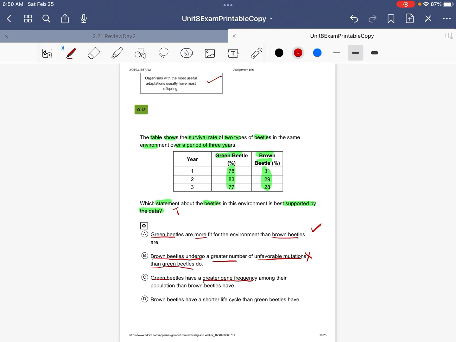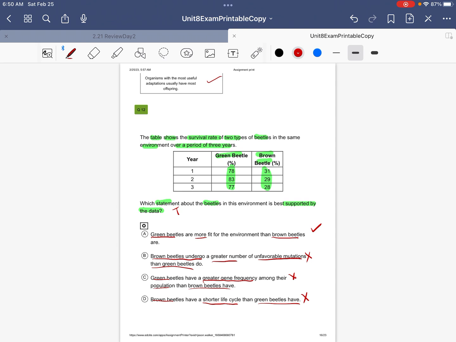The green beetles have a greater gene frequency among the population than brown beetles have. Gene frequency is just how many times you see that trait. I don't know what gene frequency they're talking about. Just by looking at these numbers, I cannot tell you about gene frequency, so that's not enough information. The brown beetles had a shorter life cycle than green beetles. By seeing the 70s and the 30s, I cannot tell you how long they live. I cannot tell you any of that information.